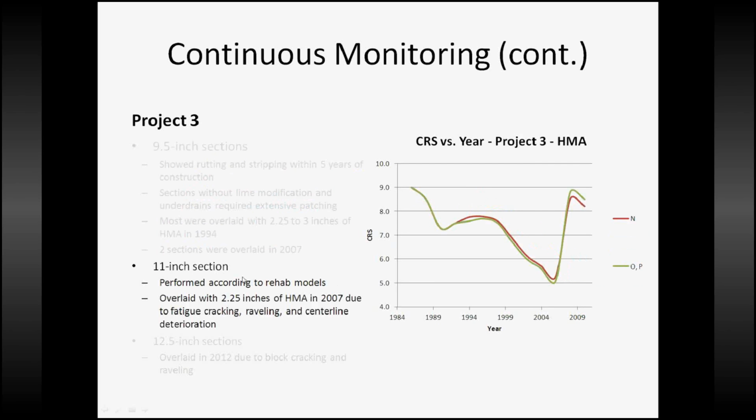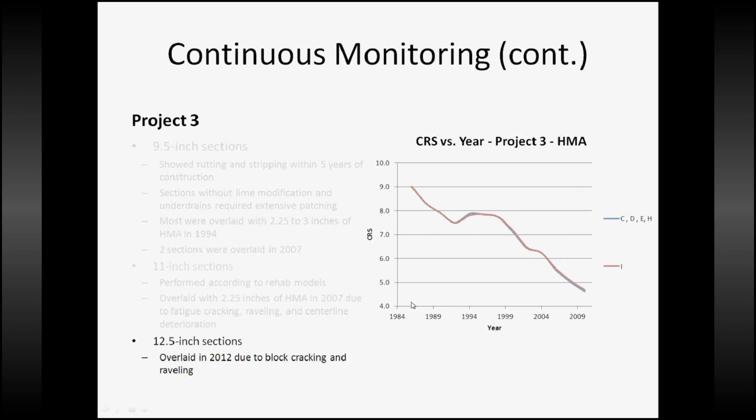Now the 11-inch section, we only had section P. This section performed according to our rehabilitation models, once again hitting the 5.5 to 6 CRS values at around 15 years. And this was overlaid in 2007 due to some fatigue cracking and then some environmental deterioration, such as raveling. We had some centerline deterioration as well.